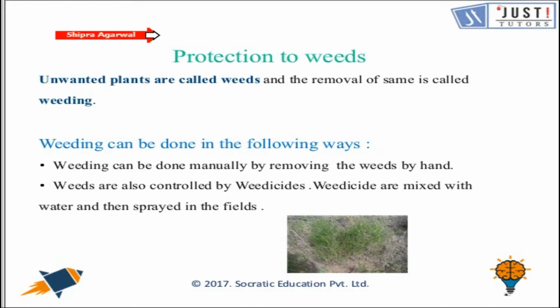As we have watered the plants, we protect our plants from weeds. Weeds are unwanted plants that take away the nutrients from our crop. The process of removing them is called weeding. To remove them, we can use our hands, or we can use a weedicide that is mixed with water and sprayed in the fields.